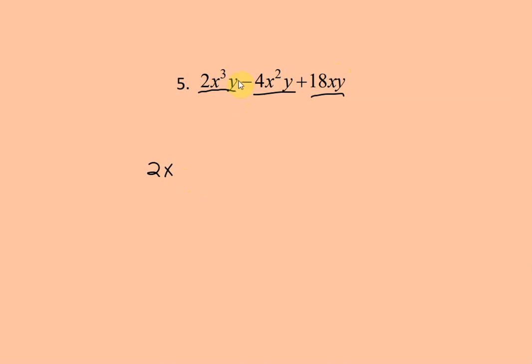Now for the y's, we have a y in the first term, a y in the second term, and a y in the third term. So they all have y in common, and all of them are just y to the understood first power. So that's what we're going to write as our common factor. Our greatest common factor is 2xy. Just like before, we're going to write in parentheses what's left if we divide each term by 2xy.